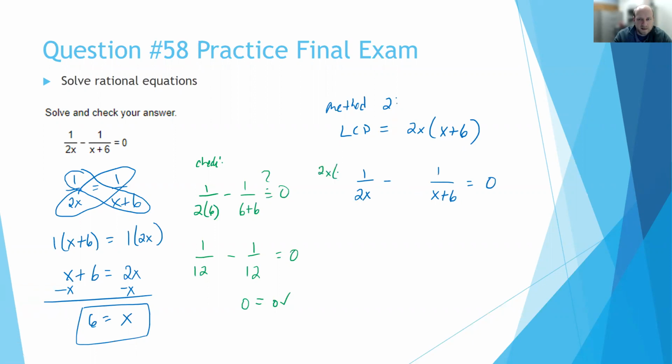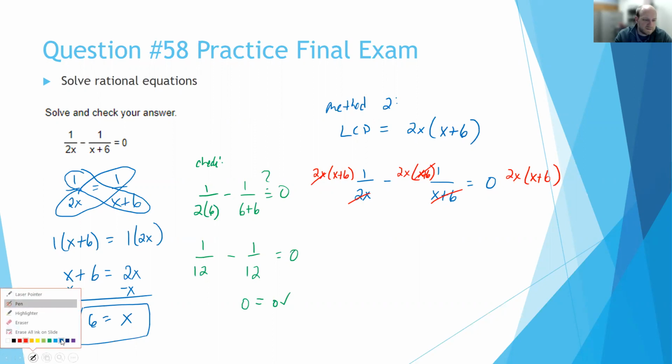So by the 2x times, oops, let me not do that in green actually, because I'm not checking it. I like to do green for checking and red for other things here. But we have 2x times x plus 6. That's your LCD. And then multiply all three terms by that LCD. And then what you can do is you can cancel. So the 2x cancels here. The x plus 6 cancels here. 0 times this is just going to be 0.